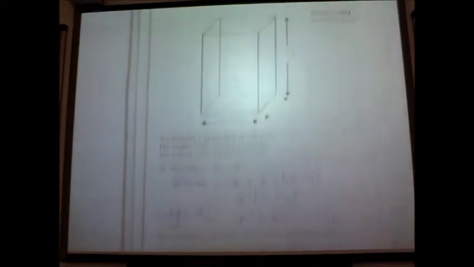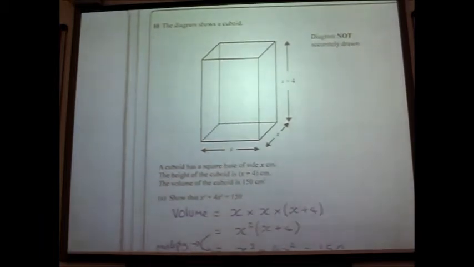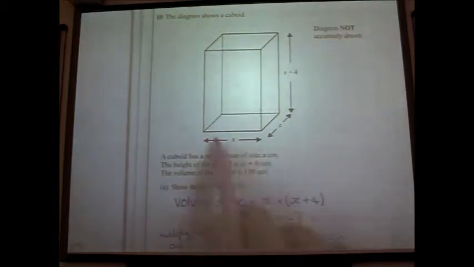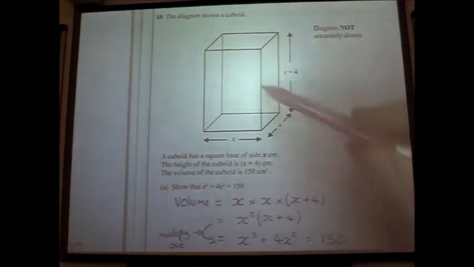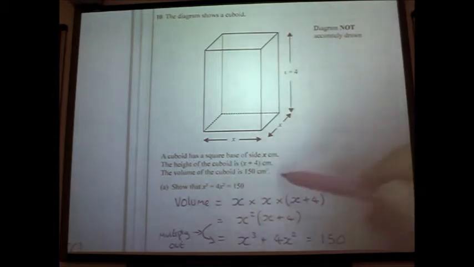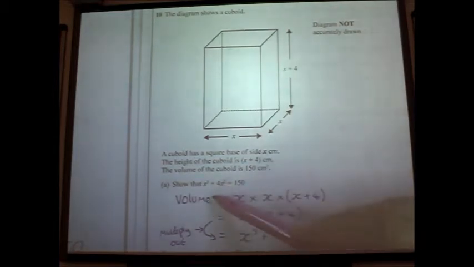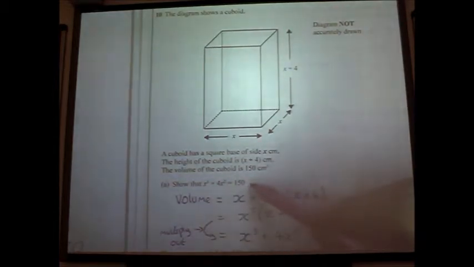Next one, the diagram shows a cuboid. It's a square base of x times x, so that's the square base. The height is x add 4, which is there. The volume, so that's everything inside it, is 150 centimetres cubed. Show that x cubed add 4x squared is 150.